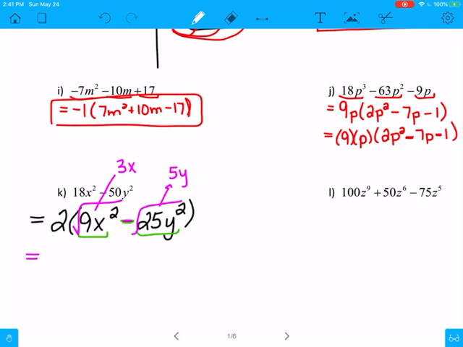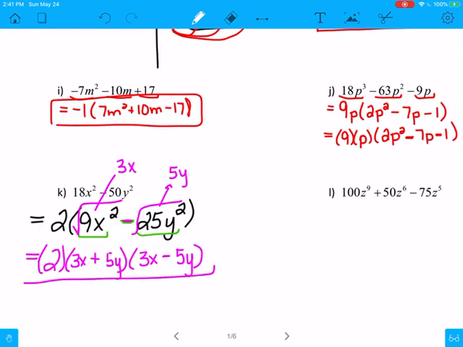So what happens? The 2 just gets rewritten, and this actually factors. The 9x squared minus 25y squared factors into two factors. You get a 3x at the front of each bracket, a 5y at the back of each bracket, and in order to not get a middle term, like these two just have two terms, you have to put a plus sign in the middle of one of them and a minus sign in the middle of the other. You can bracket your 2, and you're done.